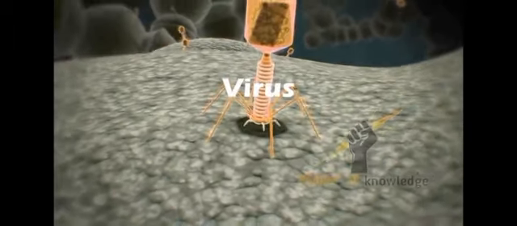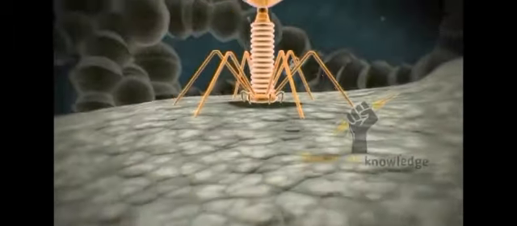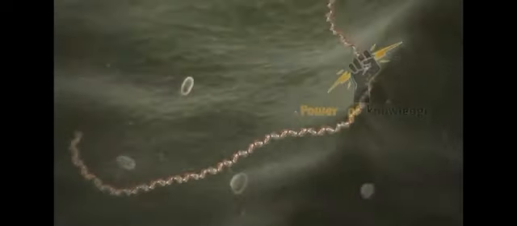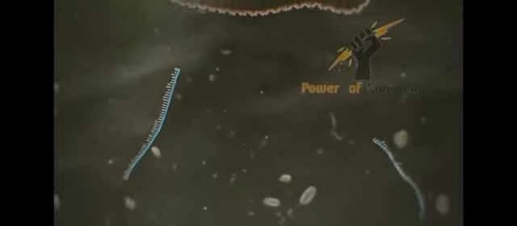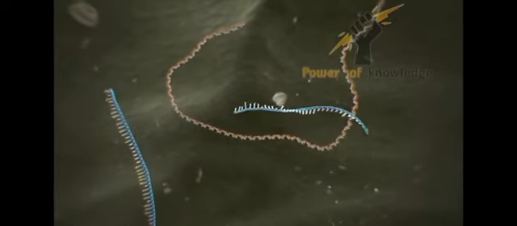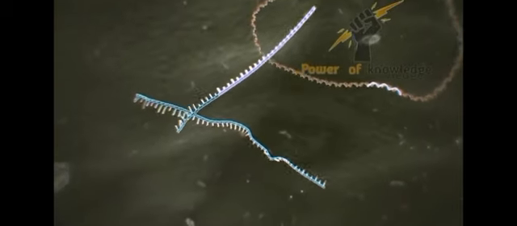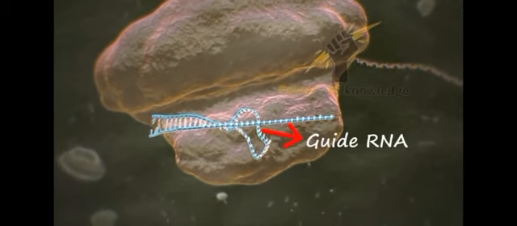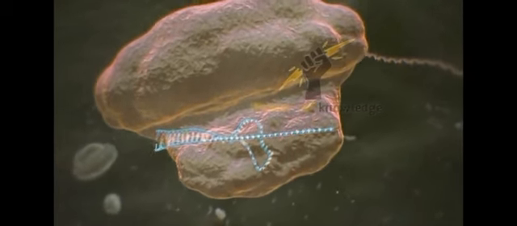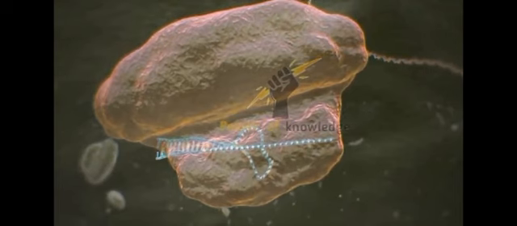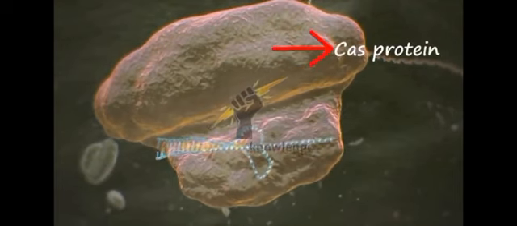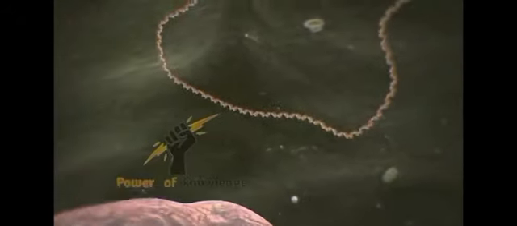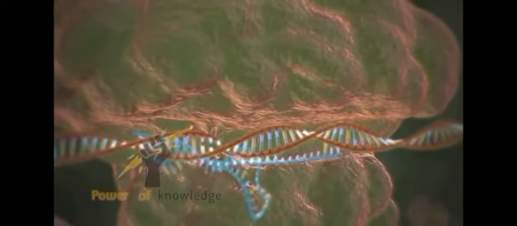The CRISPR method is basically taken from bacteria, which naturally use it to protect themselves from viruses. When bacteria detect any virus in their body, they produce an RNA molecule with sequences that match the viral DNA. This RNA is called guide RNA. This RNA makes a complex with a protein called Cas protein. Cas protein is a nuclease protein that works as an enzyme and can cut DNA.